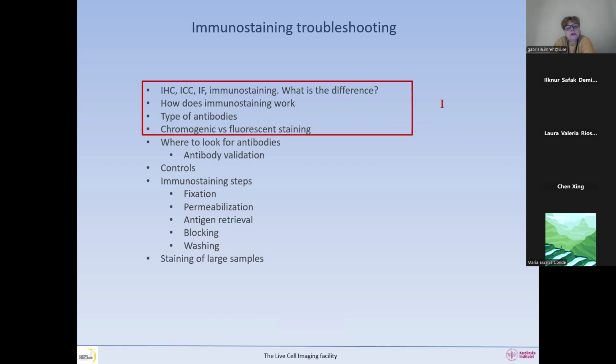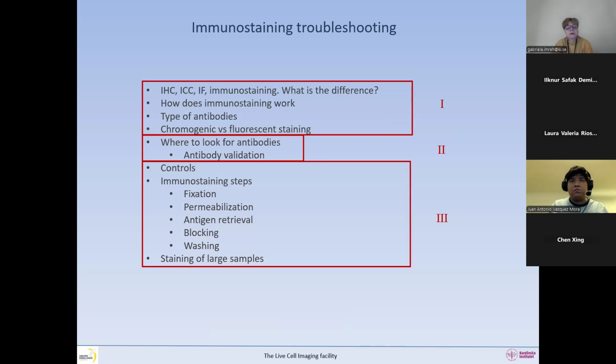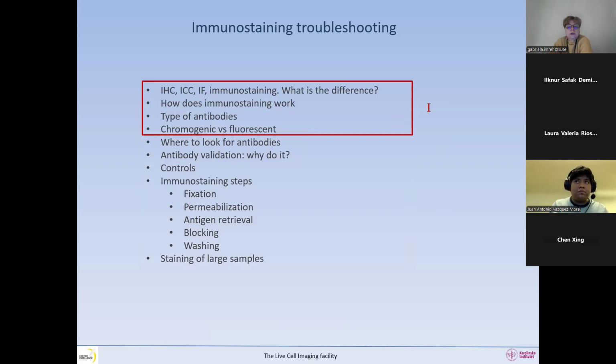I divided my lecture into 3 parts. In the first part, I will give a short introduction about how immunostaining works. In the second part, I will give you some tips on where to look for antibodies and what antibody validation is all about. And in the third part, I will talk about immunostaining controls, and I will highlight some of the immunostaining steps we perform and what to pay attention to. So let's start with the first part of my lecture.